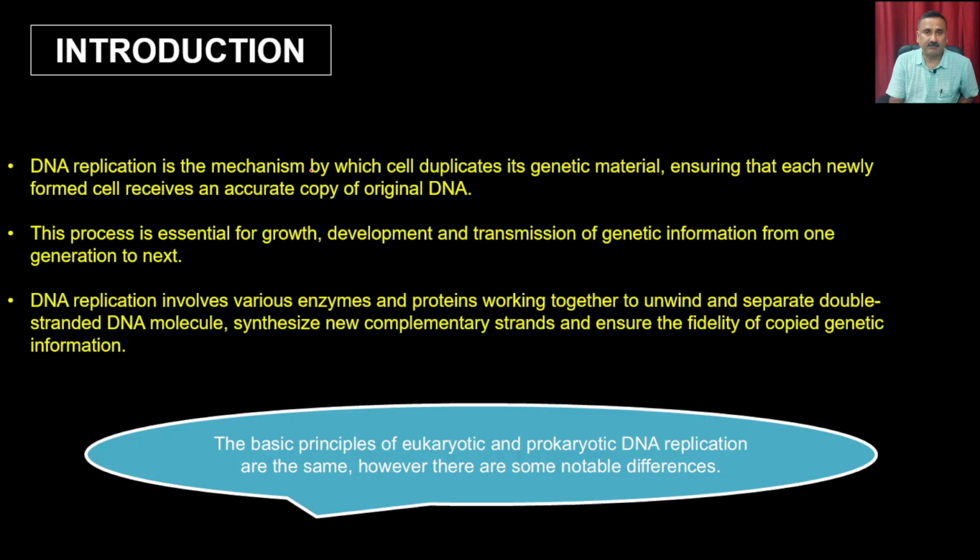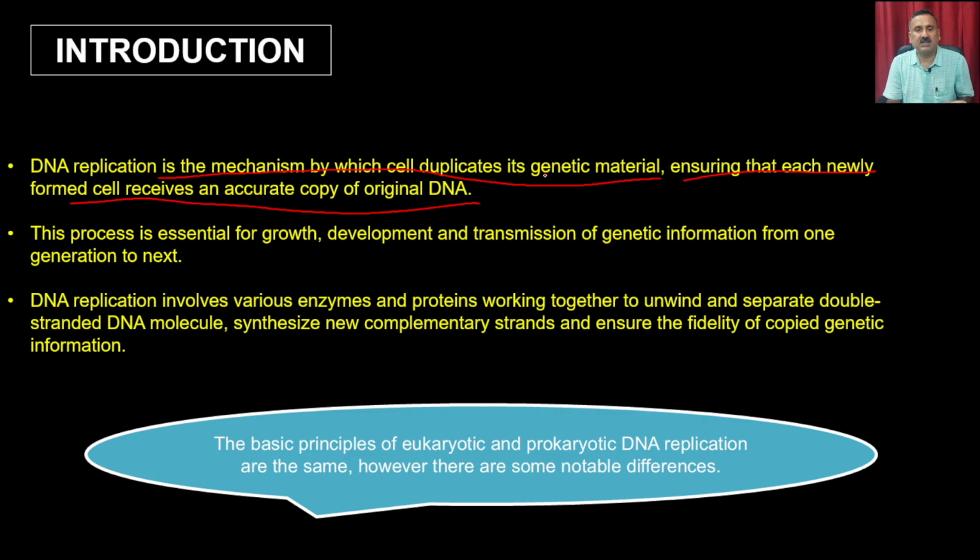Now, in today's lecture, we are going to discuss eukaryotic replication, because eukaryotic replication is different from prokaryotic replication in terms of the components or enzymes required, and the properties of these enzymes are very different. As the name suggests, DNA replication is the mechanism by which the cell duplicates its genetic material, ensuring that each newly formed cell receives an accurate copy of the original DNA.